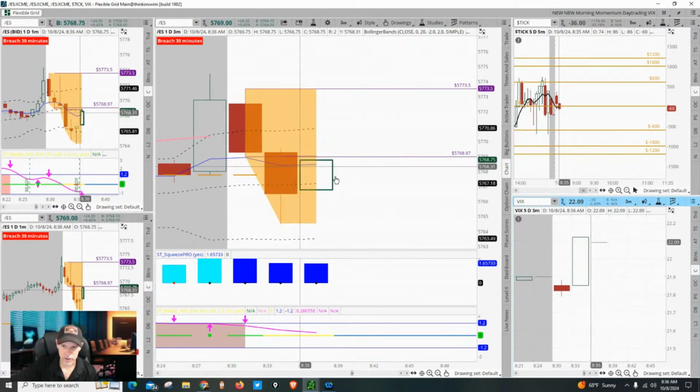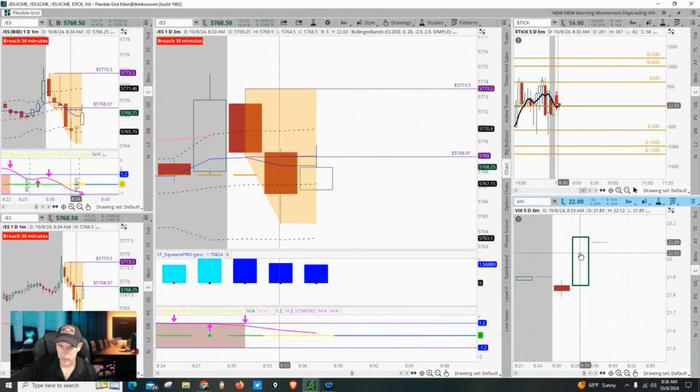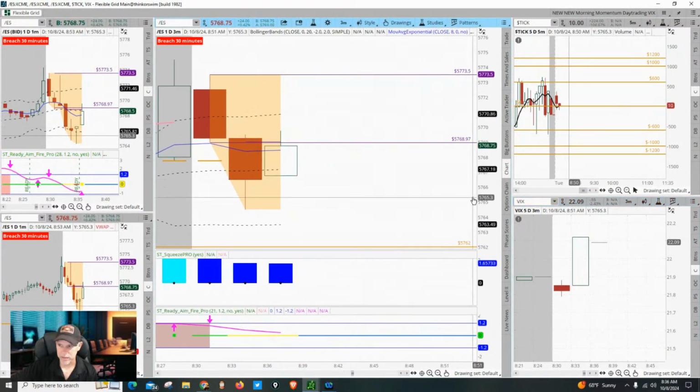So this is the correlation, right? Red candle, white candle. That's the core. I want you to watch whenever they're out of balance.